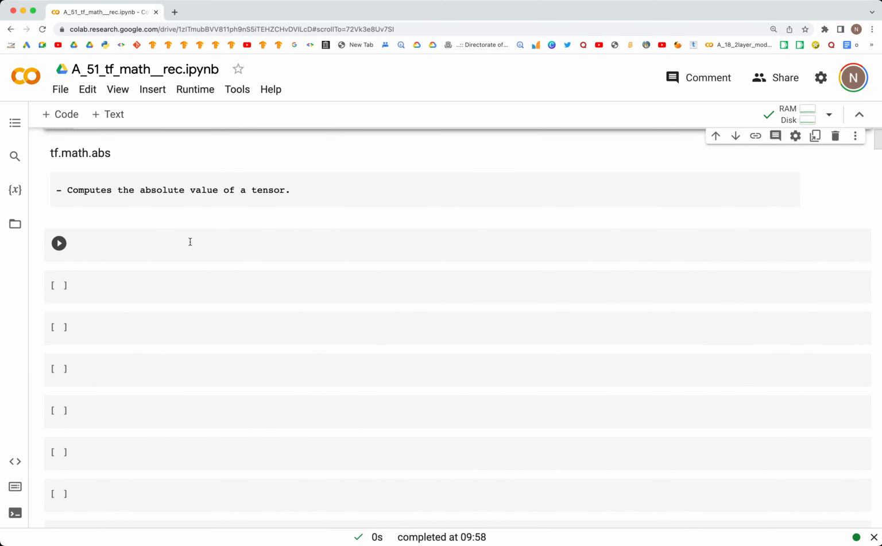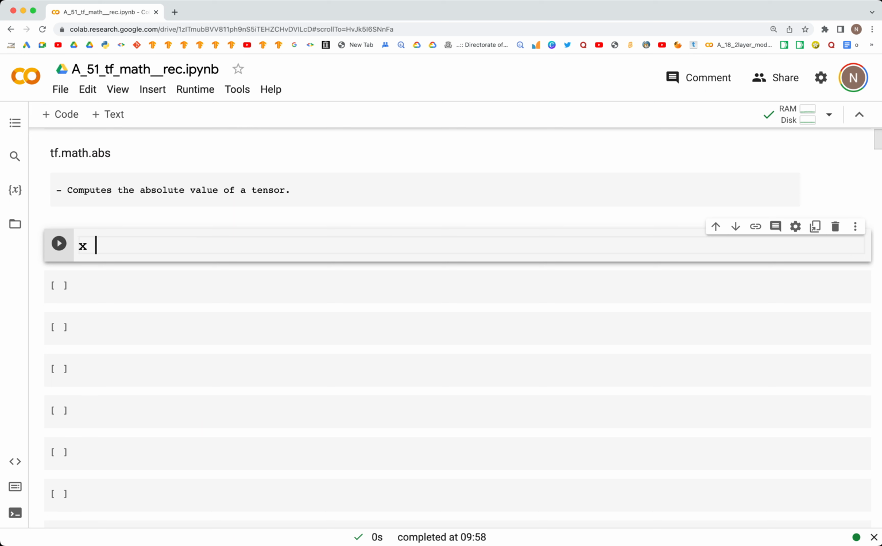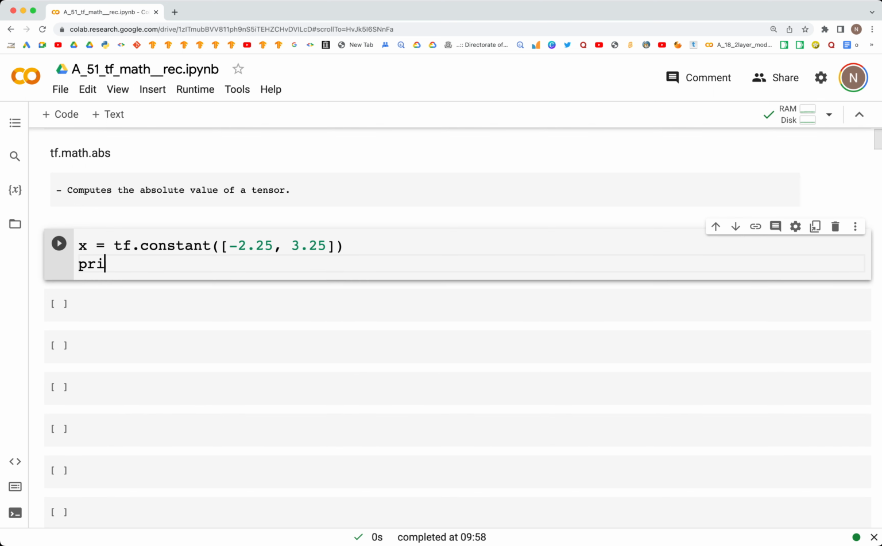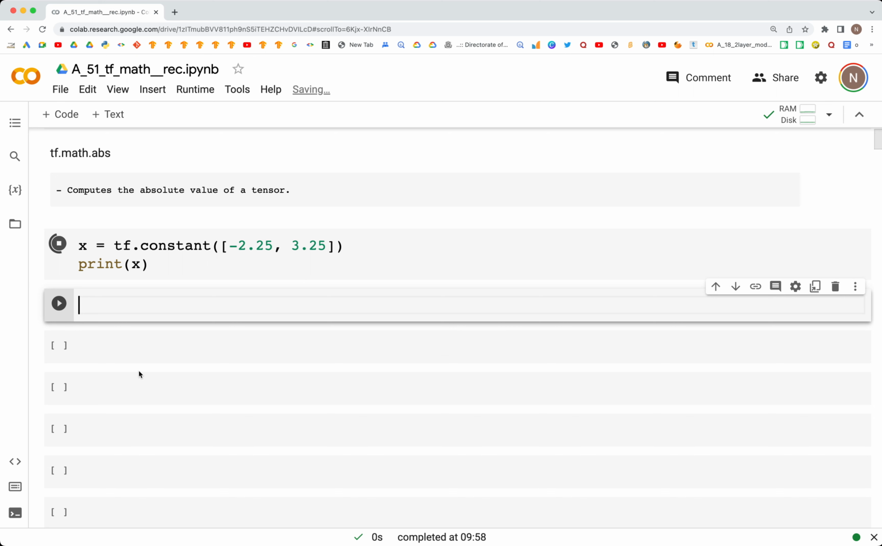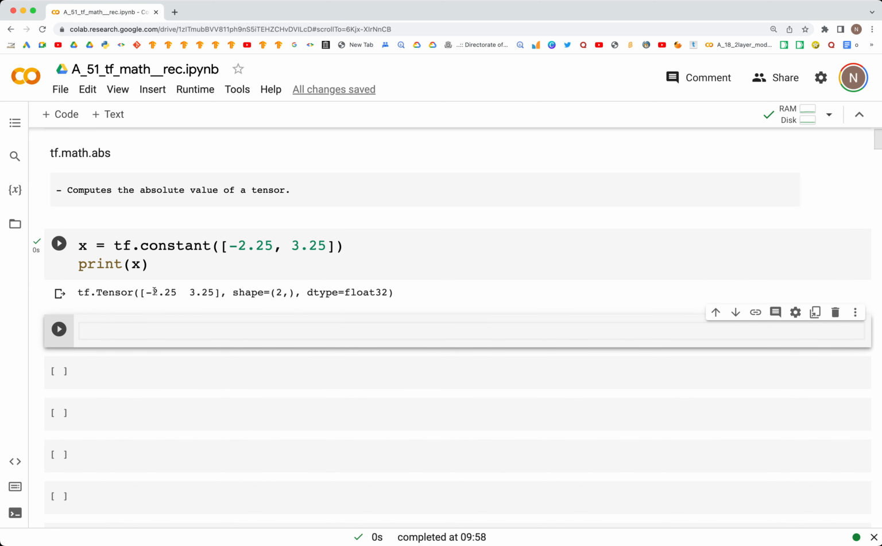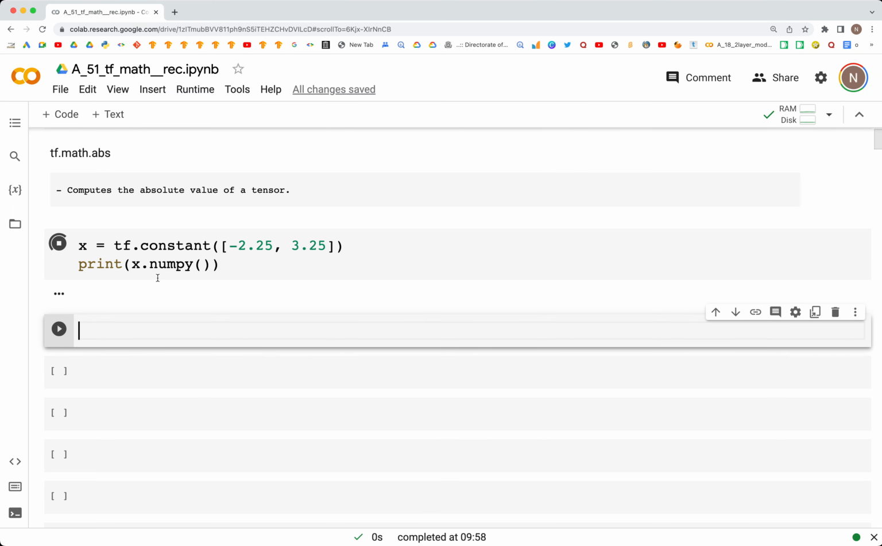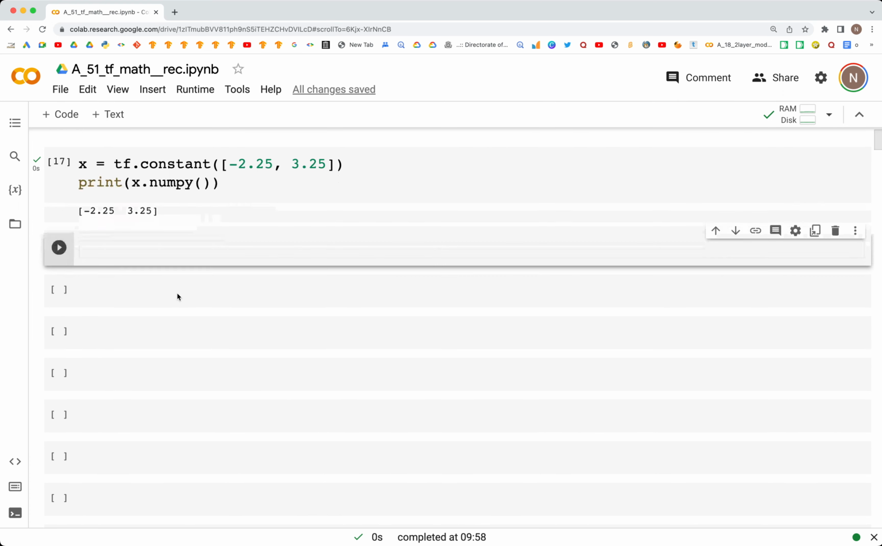We'll get started by creating a tensor x is equal to tf.constant, and inside of this we'll use the values minus 2.25, 3.25, and these are the same exact values that are in the docs. If we print x, we see that it's a tensor with these two values, and if we do a dot numpy on it, we see just the values of minus 2.25 and 3.25.